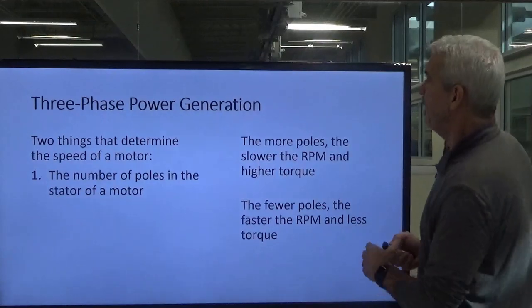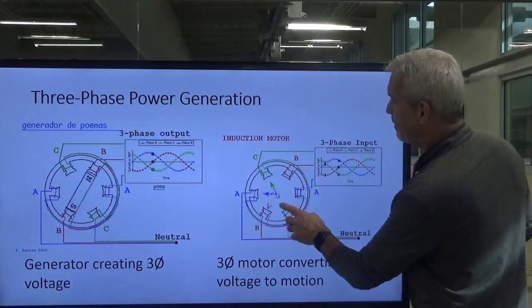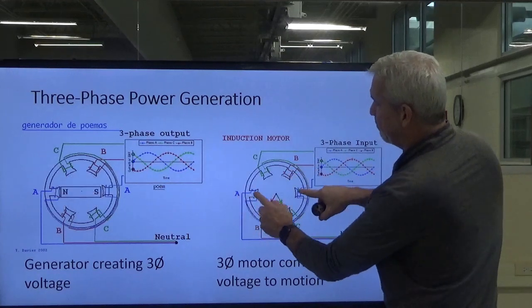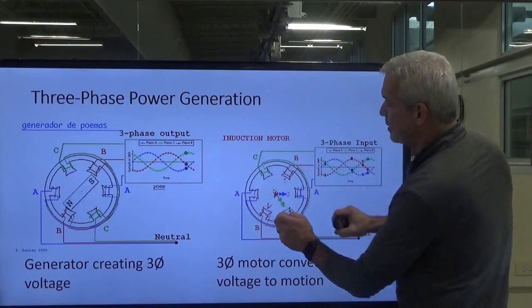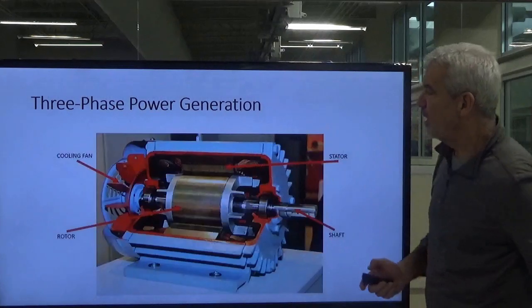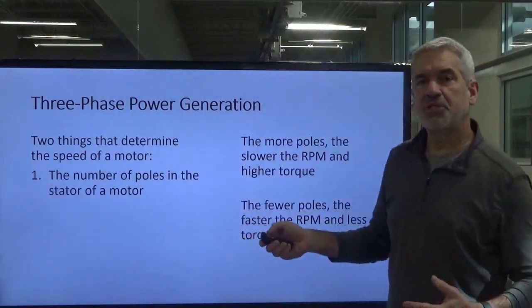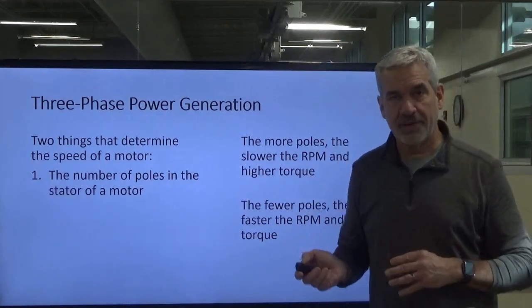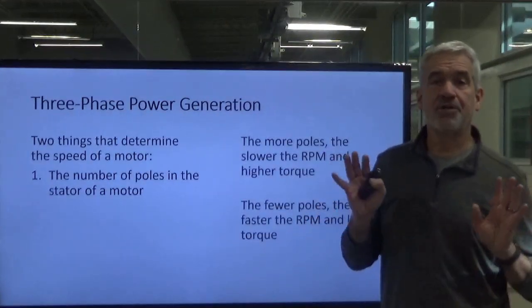Okay, now I'm going to run back to this right here. This is a set of poles right here for this set of windings. This is a set of iron poles for this set and for that, okay? So the number of poles that you have in a motor determines the speed at which it turns. Now, there's a formula for that. We're not going to learn the formula. You don't need to know.